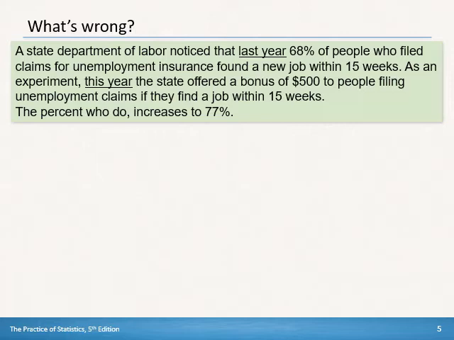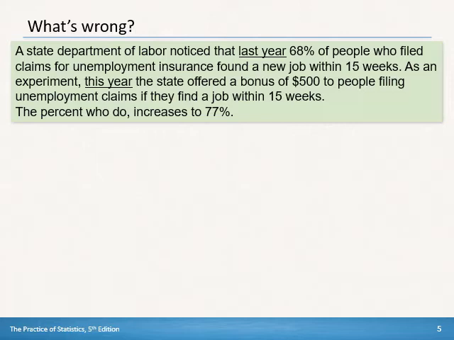Okay, so again, let's look at this question. It says that they noticed that last year, 68% of the people who filed a claim for unemployment insurance found a job within 15 weeks. So, they got a check from the unemployment insurance for 15 weeks, and then they found a job, for example. All right, so as an experiment this year, the Department of Labor offers a bonus of $500 to people who are filing for unemployment claims if they find a job within 15 weeks.